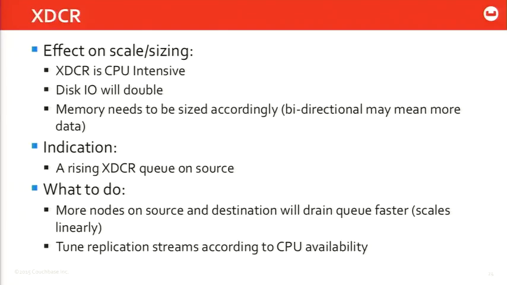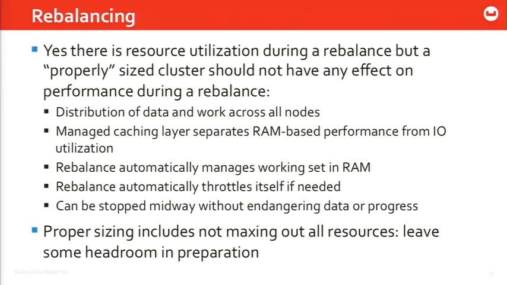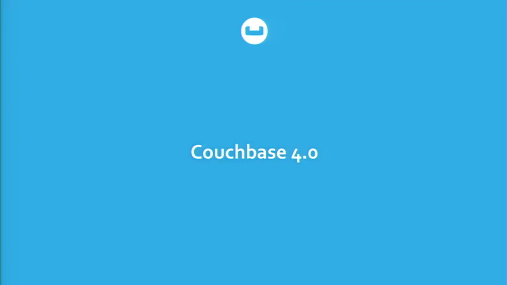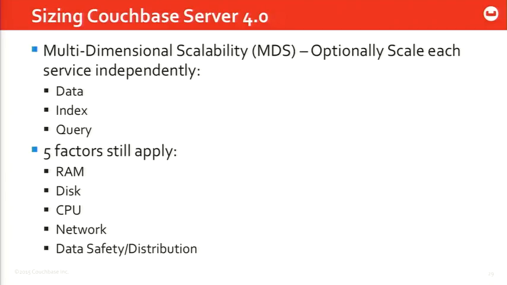I'm going to skip through some of this, and these slides are available in various forms, and get into the 4.0 discussion that I hope more people are interested in before I run out of time. So the sizing of 4.0, the same 5 factors apply, right? They come about in slightly different ways depending on the different service, but they do still apply.